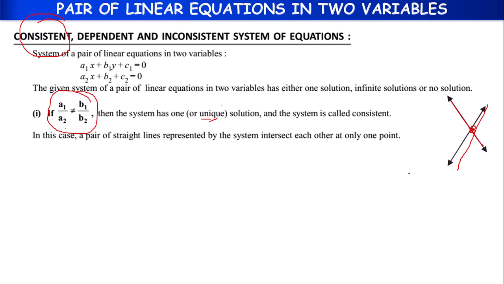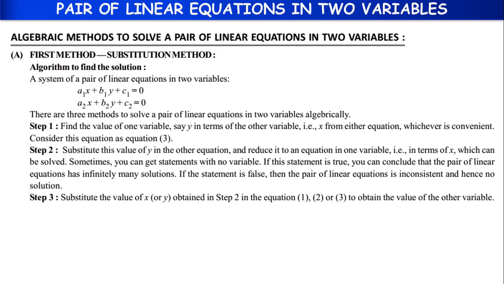So in this way, we can categorize the system of equations into three types. One is consistent, meaning only one solution, a unique solution. Second is dependent, meaning infinite solutions. Third is inconsistent, meaning no solution. Okay, children. So, next.